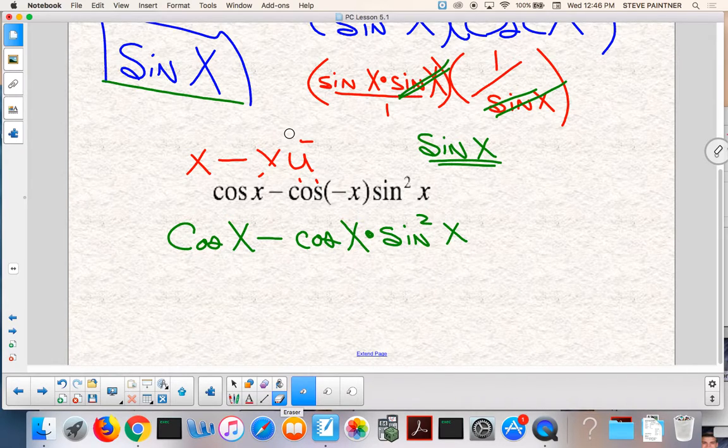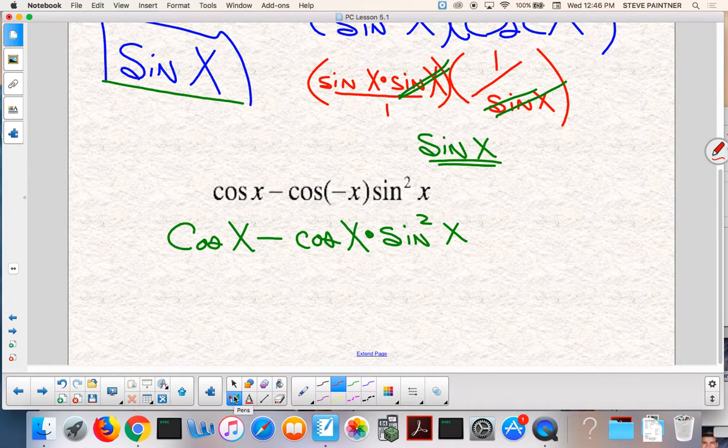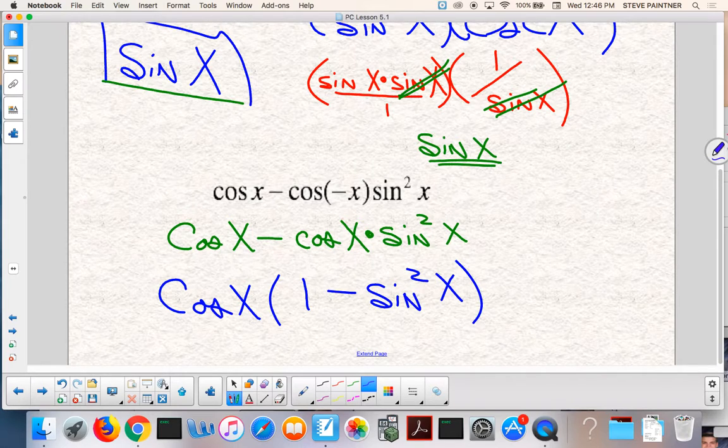Do we factor out a cosine of x? Okay, he wants me to factor out the GCF, cosine. Let's try it. Cosine of x times 1 minus, 1 times sine. Well, I don't have to put 1, do I? Yeah, just go sine squared of x. Okay, good. Now what?